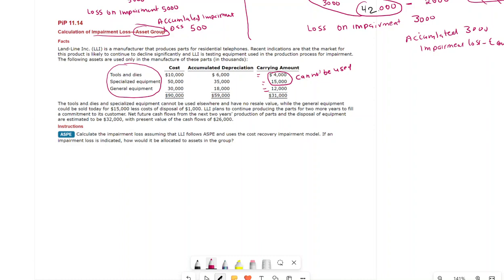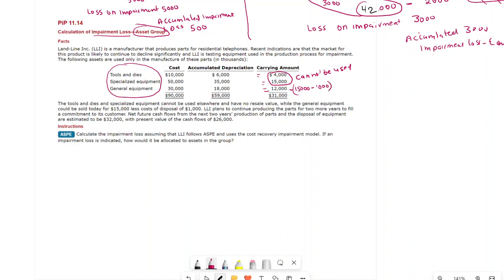And then the general equipment can be sold for $15,000. So this can be sold for $15,000, less the disposal cost, which is your $1,000. That's what it means.